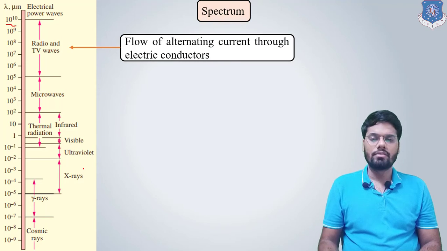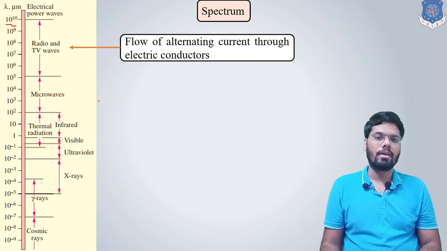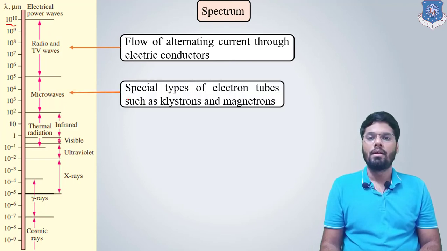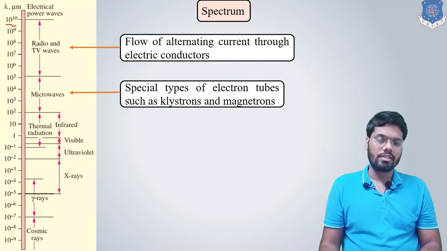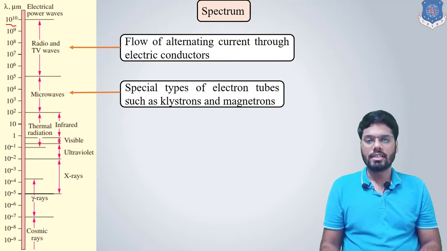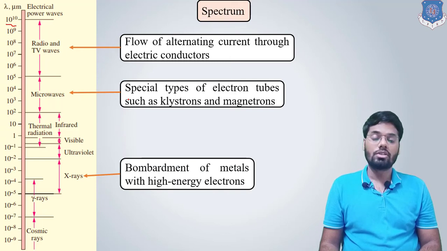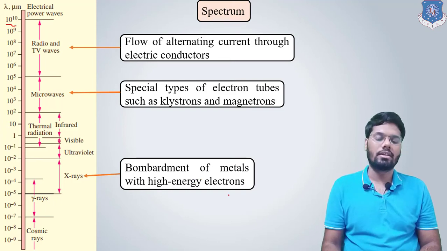These are the waves which are produced by different methods, like TV and radio waves are produced by the flow of alternating current through electric conductors, we know. For the microwaves, there are special types of electron tubes such as klystron and magnetrons. For the production of X-ray kind of electromagnetic wave, there is a bombardment of metals with high energy electrons.